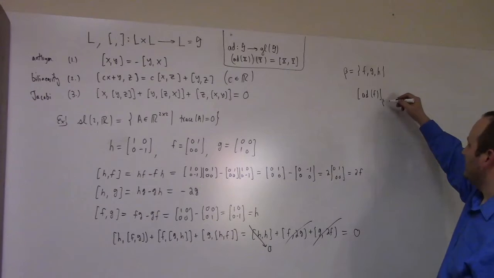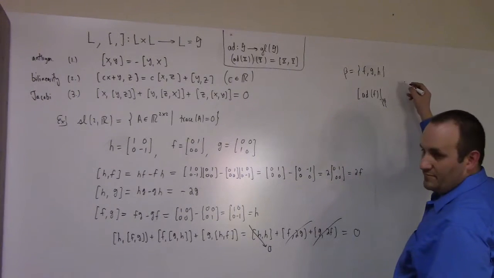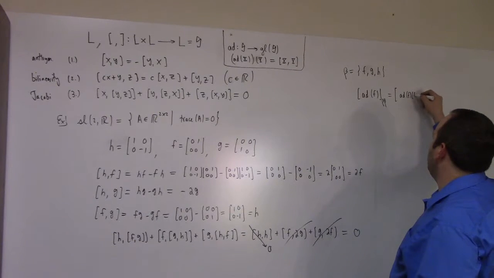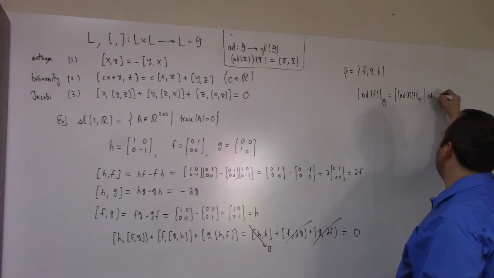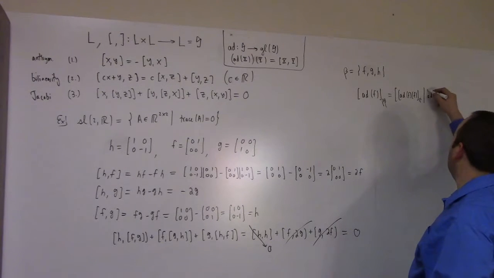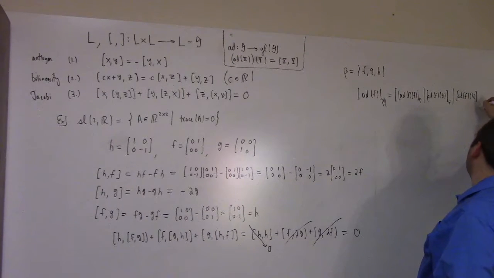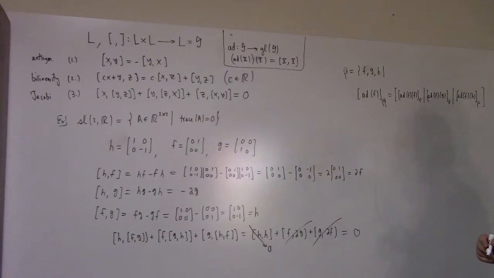I can say beta beta in my usual notation. That would be the matrix formed by taking the adjoint of F acting on F, the beta coordinate of that, the adjoint of F acting on G, the beta coordinate of that, and the adjoint of F acting on H, the beta coordinate of that. That would be the matrix with respect to the beta coordinate system by the usual linear algebra.